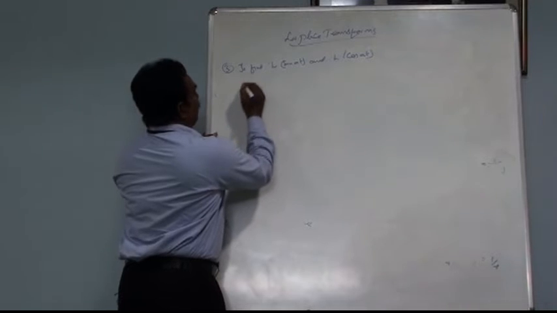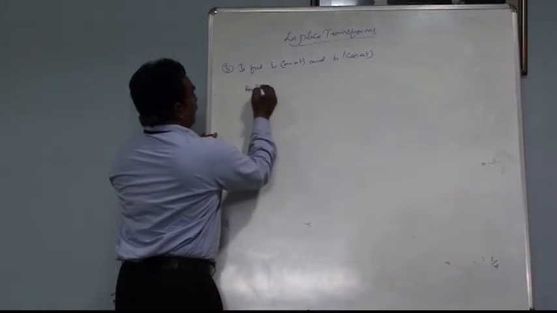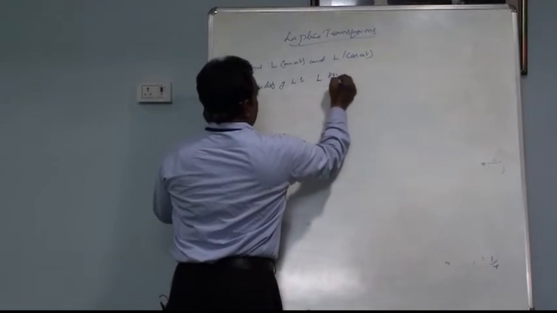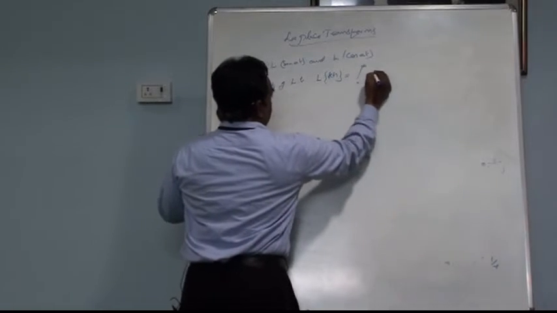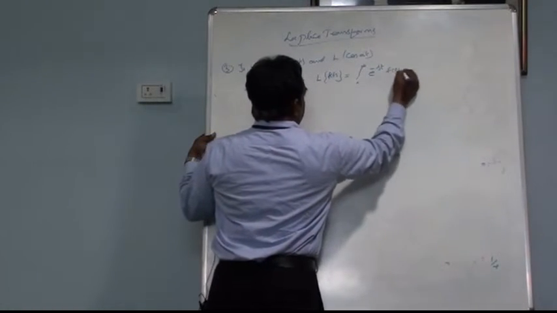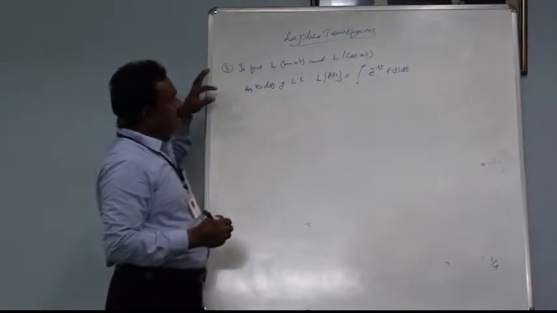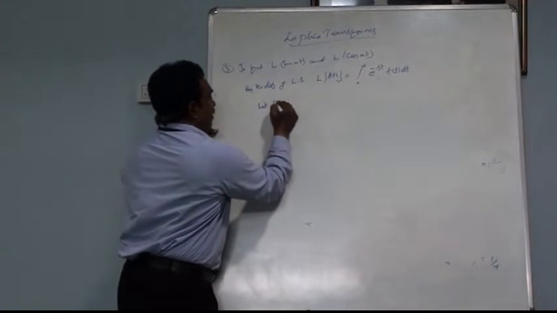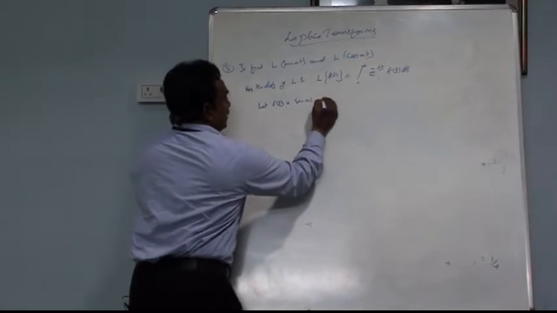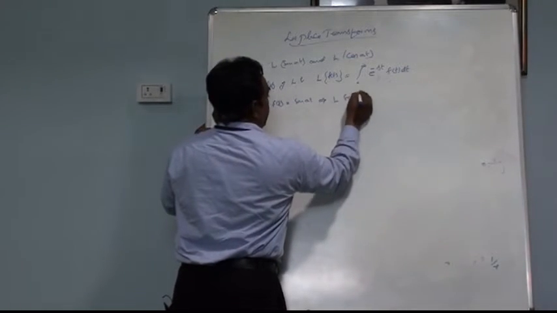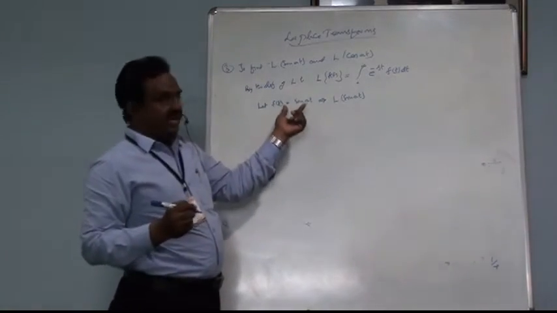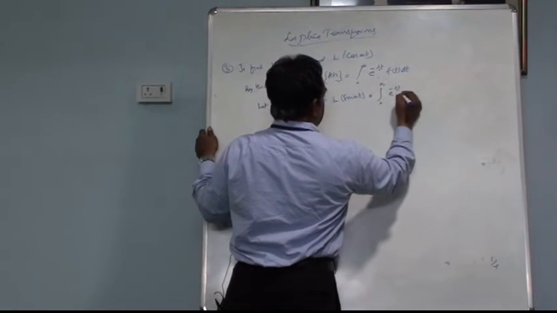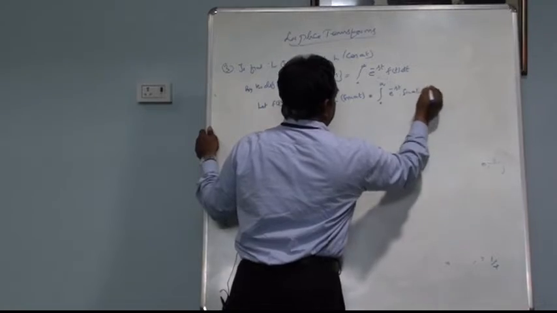So, as you know, by the definition of Laplace transformation, L of f of t is the integral from 0 to infinity of e power minus st f of t dt. Nice. Now, in place of f of t, you take sin at. Let f of t equal to sin at. This implies L of sin at is the integral from 0 to infinity of e power minus st into sin at dt.